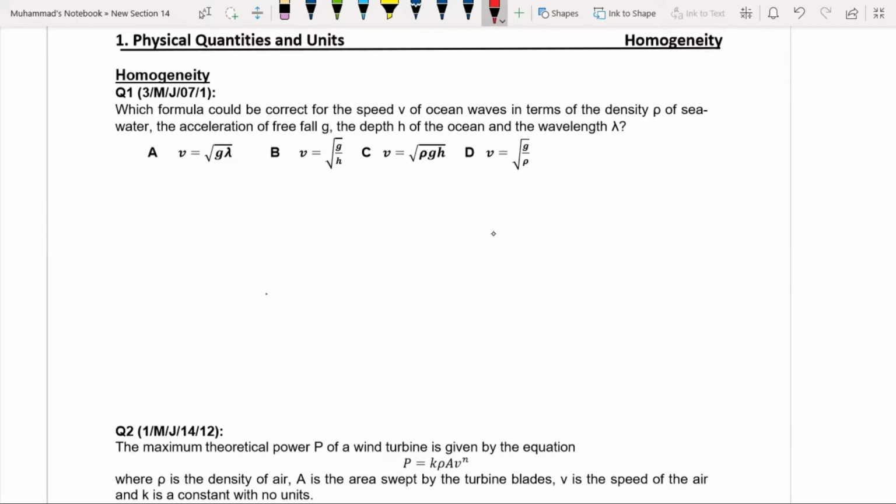Which formula could be correct for the speed of ocean waves in terms of density of seawater, acceleration of free fall, h is depth, and this lambda is wavelength. So we have to identify the formula that is applicable for speed, and all quantities are given. This rho is density, g is acceleration of free fall, h is depth, and this is wavelength. So let's check this first option.